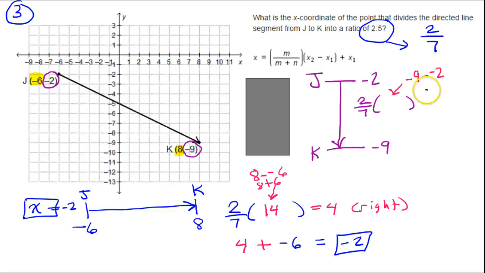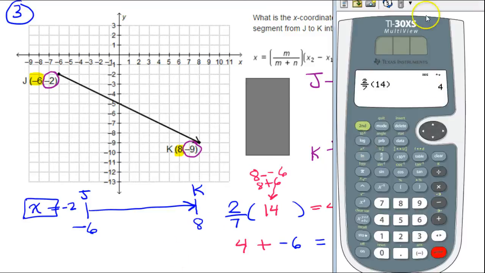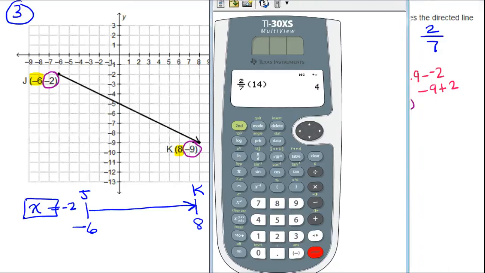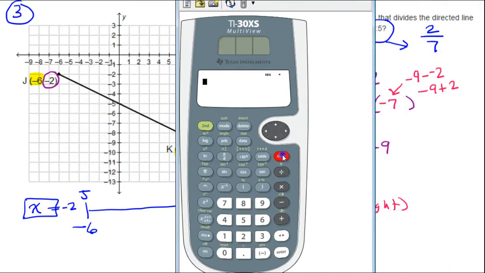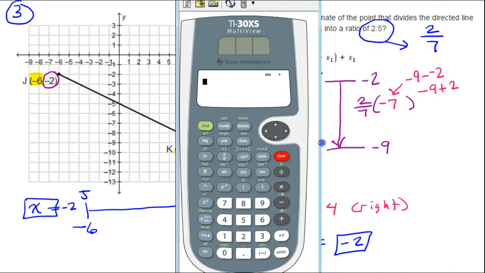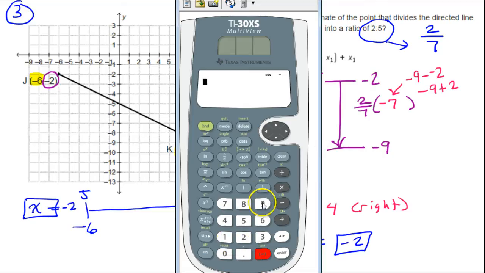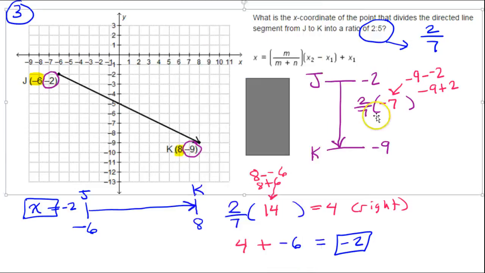Now if you were going to do this in your head, you would hopefully recognize that this is the same thing as negative 9 plus 2, and that's going to be negative 7. If you have any trouble with signs, then I encourage you to use a calculator when you need to. For example, you could go negative 9 minus negative 2, and that's going to give you that negative 7 if you need it.